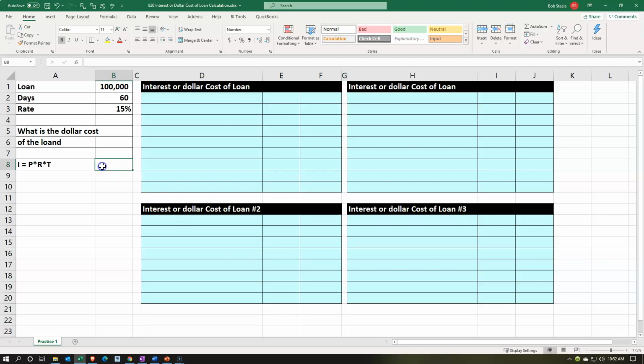Here we are in Excel. We have our information on the left-hand side. We're going to put that into the blue area into our worksheet on the right-hand side. Now we're going to be calculating simple interest. We're going to be using our formula down below.